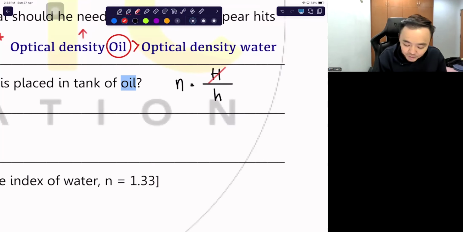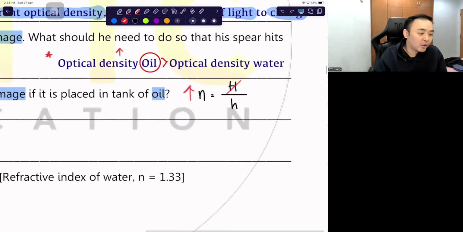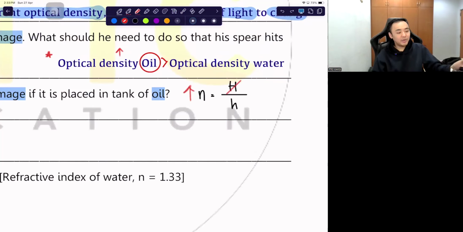Now what are they asking you? They want the depth of the image, that's why h. Now, you go to oil, the refractive index increases because the optical density is higher. Simple mathematics: if your n goes up, what happens to h? Increase or decrease? We say this many times, every time.